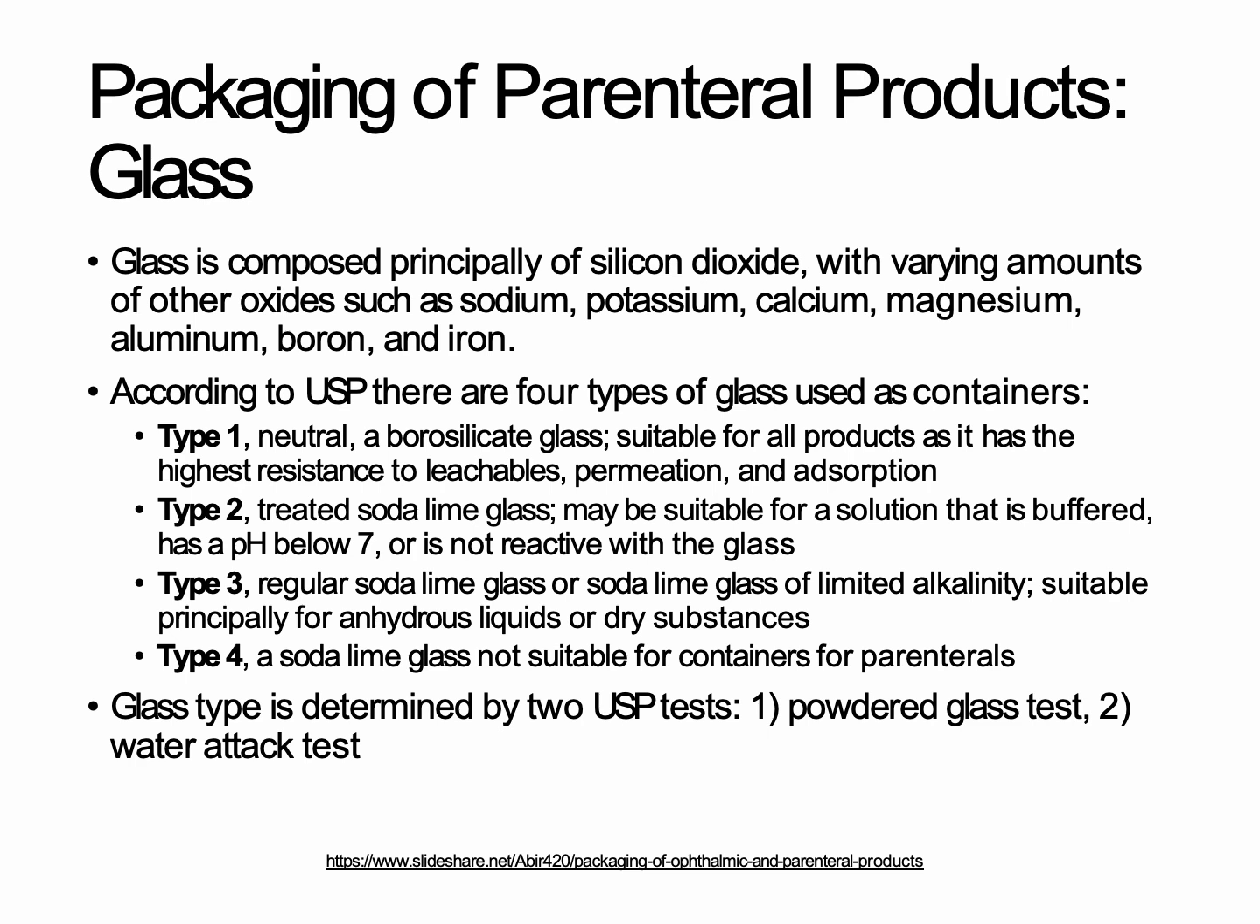Now we have type number 4, which is general soda lime glass. This is not suitable for parenteral packaging due to its high potential for chemical interactions and leaching. And now let's go over the tests. To determine the glass type, the USP requires 2 tests. Test number 1 is the powdered glass test that assesses the amount of extractable alkali from the glass.